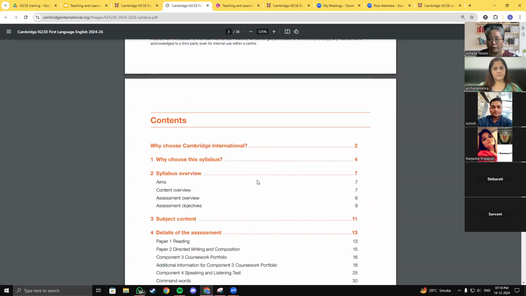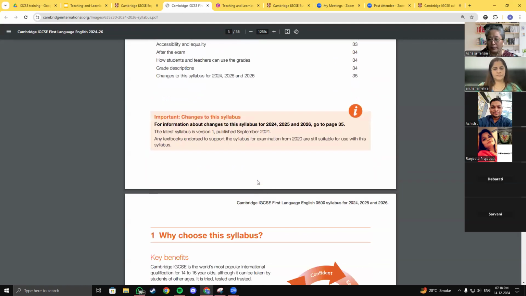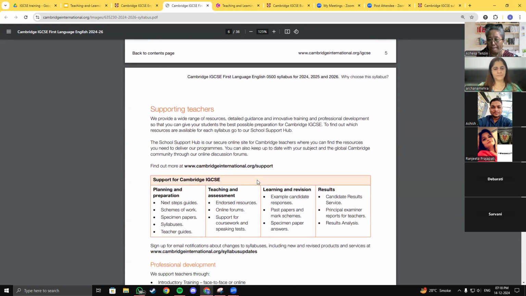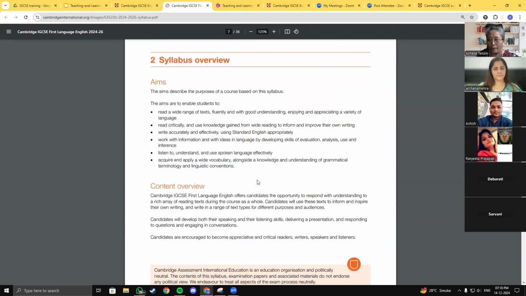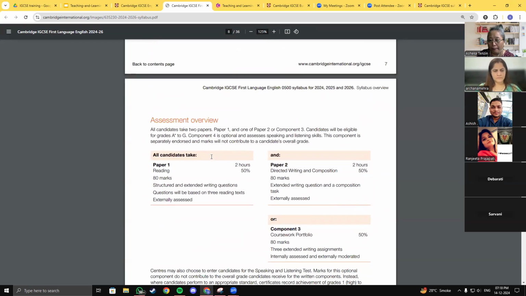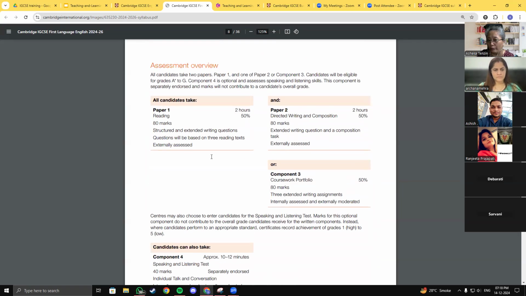Now when you go through the syllabus, it is very detailed. These are the aims of the subject English. This is the assessment overview. What kind of papers will the students give?